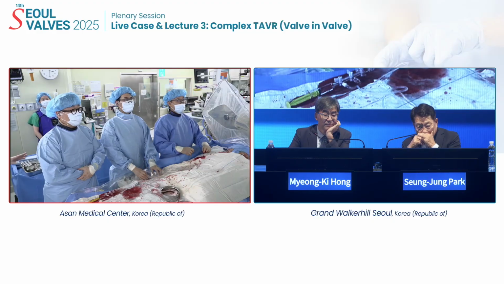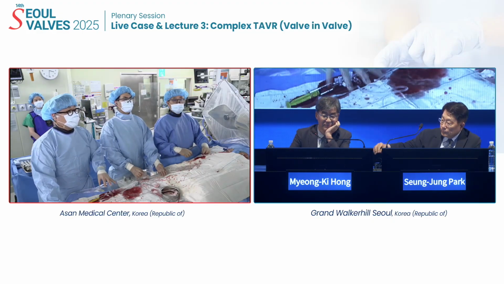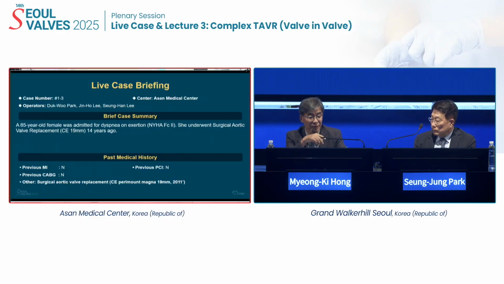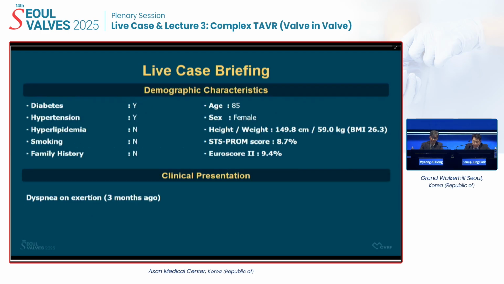Thank you, Professor Park. I will introduce this case. We have an 85-year-old female, admitted for dyspnea, NYHA functional class 2, and she underwent surgical aortic valve replacement 14 years ago, 21 millimeters. She had diabetes and hypertension, her BMI was 26, and STS score was 8.7%. Euro score was 9.4%.